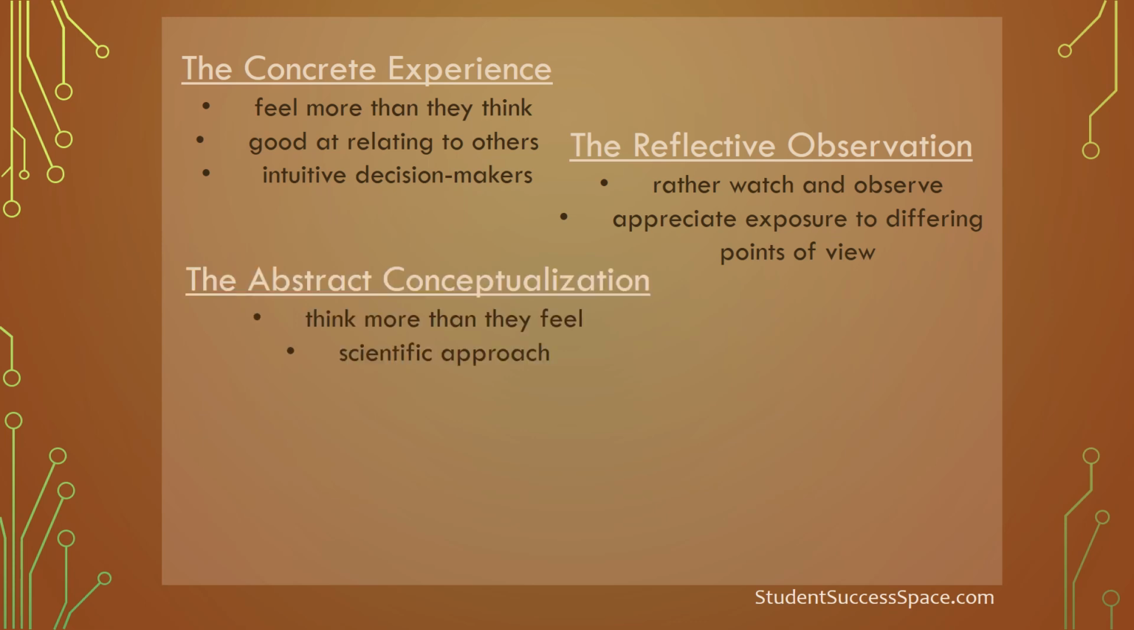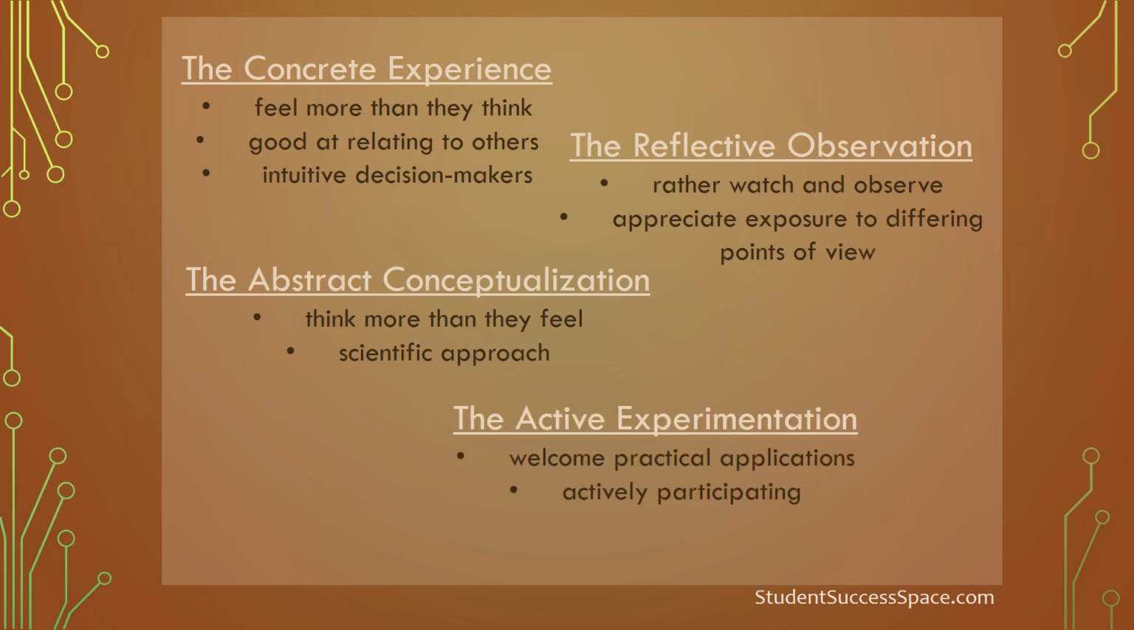The abstract conceptualization mode describes people who think more than they feel. These are your scientists, right? These are people who have a scientific approach to problem solving as opposed to that more artistic approach. Lastly, the active experimentation mode describes individuals who take an active role in influencing others as well as situations. These individuals appreciate practical applications rather than reflectively understanding what is happening. They want to participate, not observe.